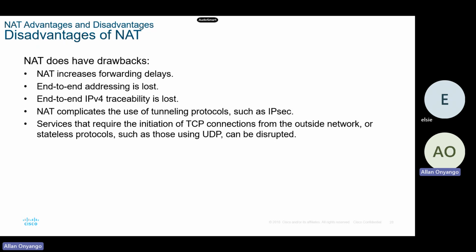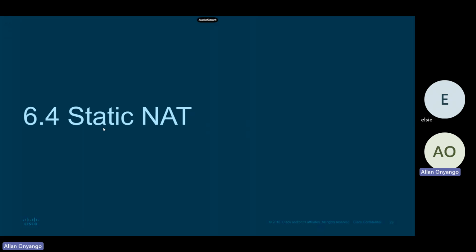Like I told you, NAT complicates the use of some protocols and tunnels, like the IP security VPN has issues with NAT. Now, we know that TCP requires the TCP three-way handshake. So services that require the initiation of TCP connections from the outside of the network, or even UDP, some of those can get disrupted during the translation process, and that's why there are disadvantages. These are some of the disadvantages that we have with NAT.